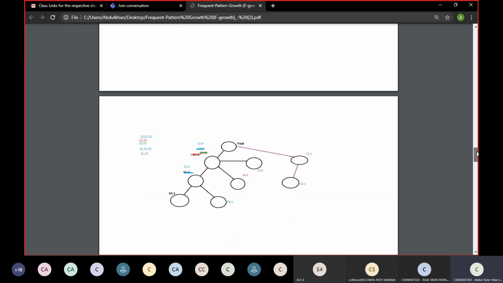Next we have I1, I3. They are already in order, but here we do not have I1 directly, right?